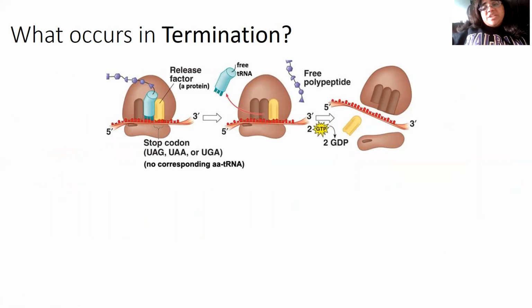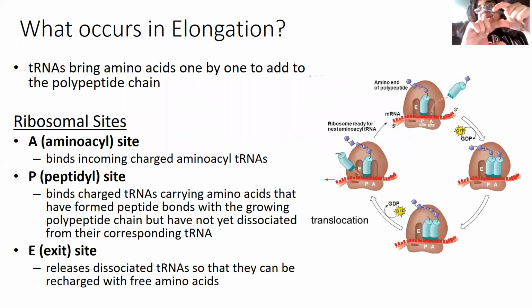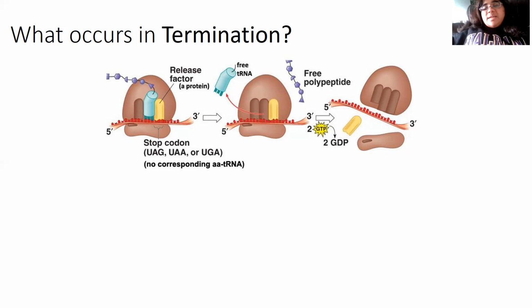So what occurs in termination? As the name says, it stops. Elongation is just adding it on. The moment it finally finishes is when that RNA reaches a stop codon. So when you have a stop codon, you just have a release factor that binds to it, and it's like, oh, yay, free RNA going on here. And then you have the free polypeptide, and then everything just disassembles because the release factor is in there.